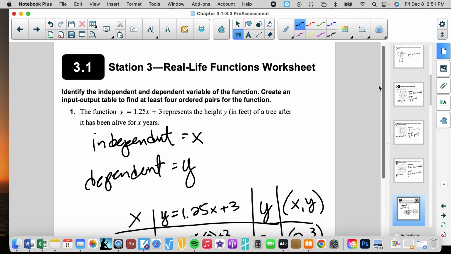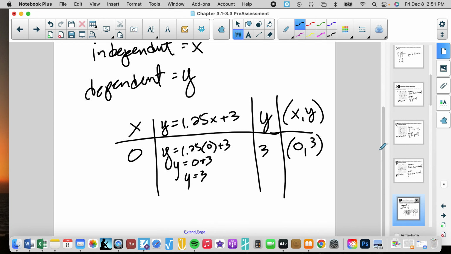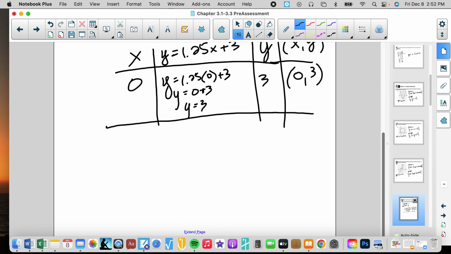Now let's talk about the reality of this. It says the function y equals 1.25x plus 3 represents the height, y, in feet of a tree after it has been alive for x years. So here's the funny one. After 0 years, the height of the tree is 3 feet. Now I know that doesn't make very much sense. We talked about that in class. That was a weird one. And notice I'm not going to put in negative numbers because I can't have negative years. x is representative of years, y is feet, height.